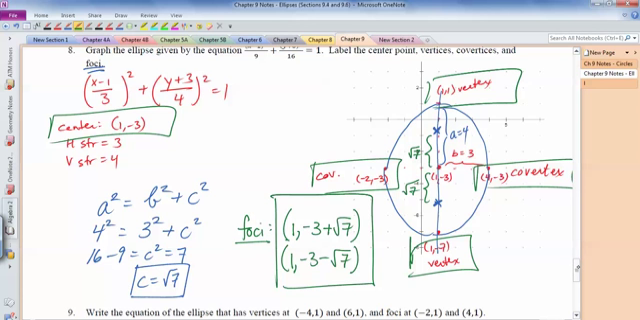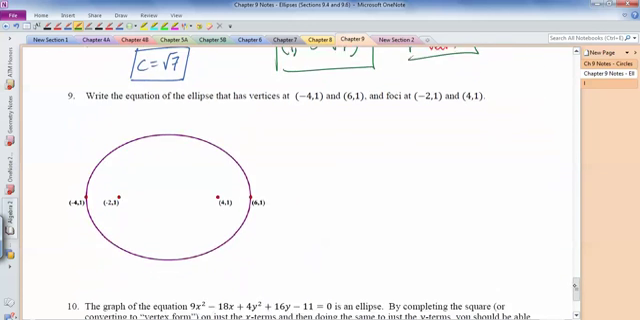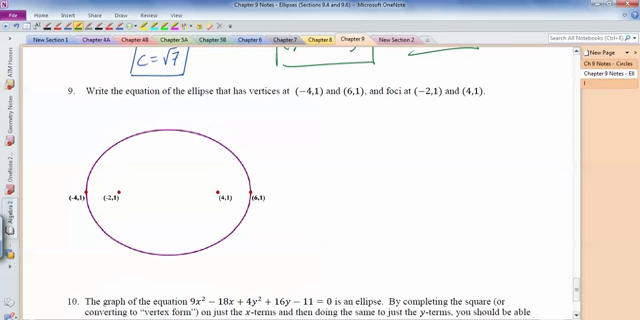Okay, let's look at 9. Write the equation of this ellipse. Okay, vertices at (-4, 1) and (6, 1). Foci at (-2, 1) and (4, 1). So let's figure out where the center point is. Right in the middle of -2 and 4, if I average those, I get 2 over 2, which is 1. So the x-coordinate here is 1, and then the y-coordinate is 1 for everything there.